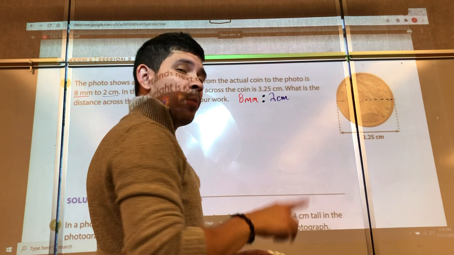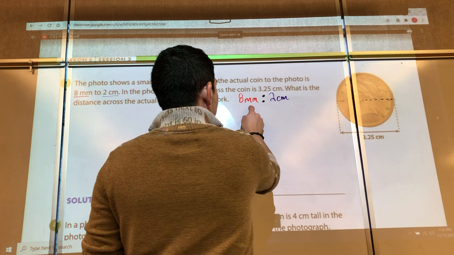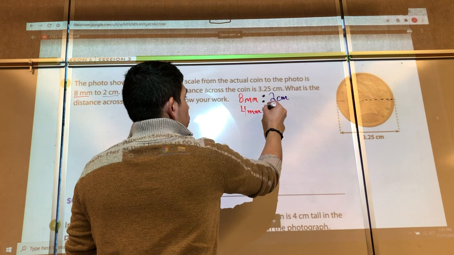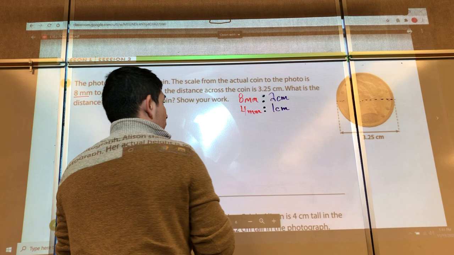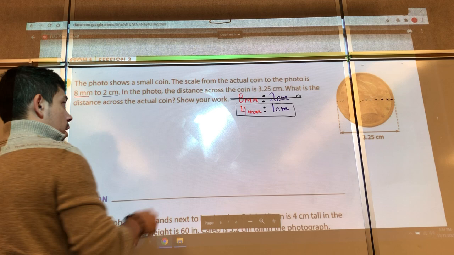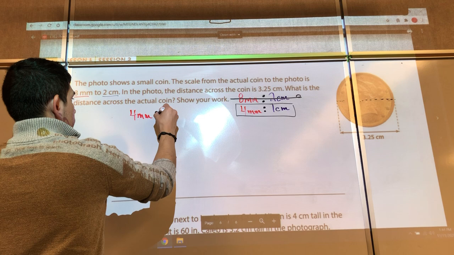Well, before we do that, let's work with a smaller ratio. We have 8 millimeters to 2 centimeters. A lot of you know right away, especially from our warm-ups, that we can rewrite this and say that it's going to be 4 millimeters to 1 centimeter. You can just cut each one in half. This is going to be our new scale. I'm going to draw a slight line through that one. Okay, our new scale. So let's go ahead and write it out. We say 4 millimeters to 1 centimeter.